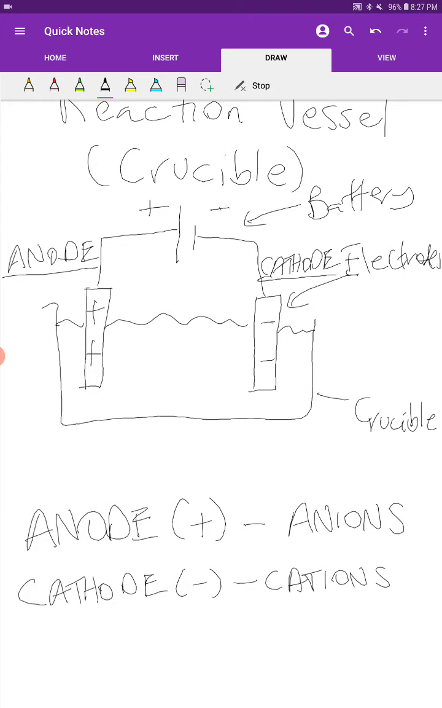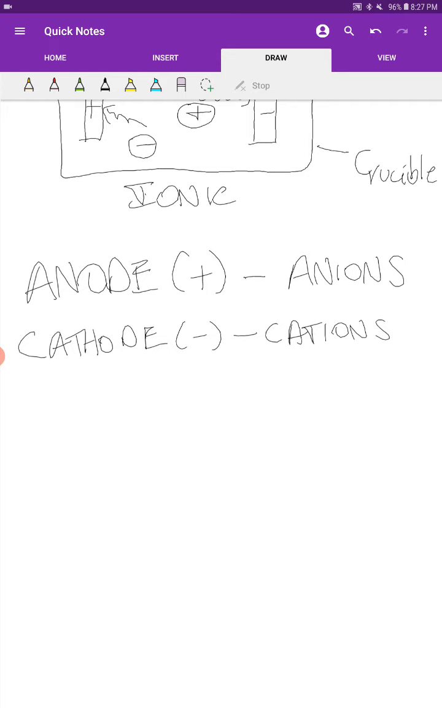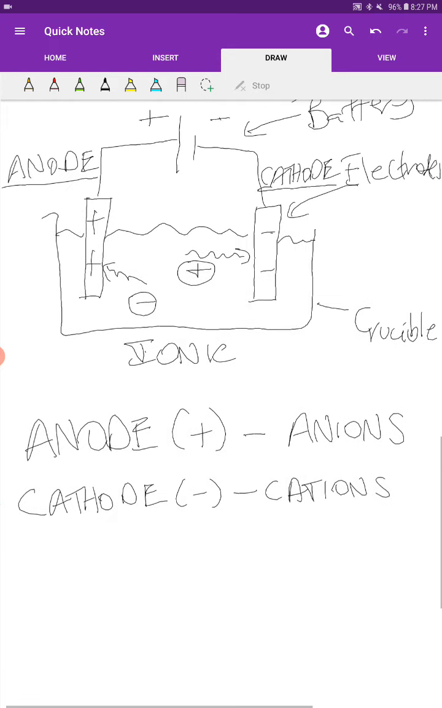Okay? So your electrolyte has to be something that is ionic. Okay? In your electrolyte, you're going to have cations and you're going to have anions. The cations are going to travel to the negative electrode or the cathode, and the anions are going to travel to the positively charged electrode or the anode. Why are the ions moving in those directions? All right? The ions move in those directions because of the attraction between opposite charges.